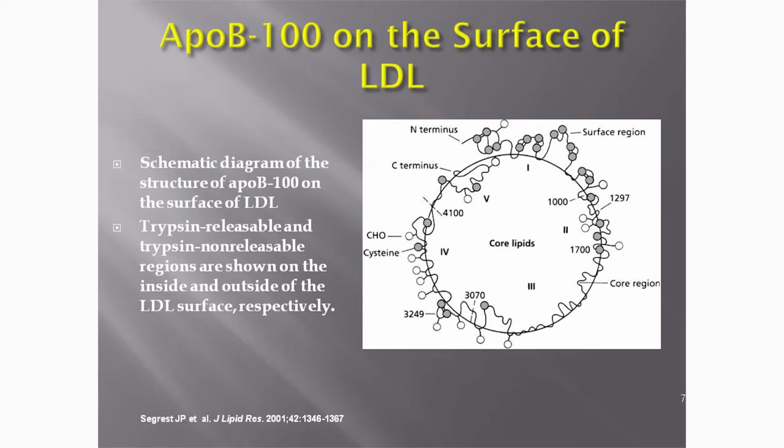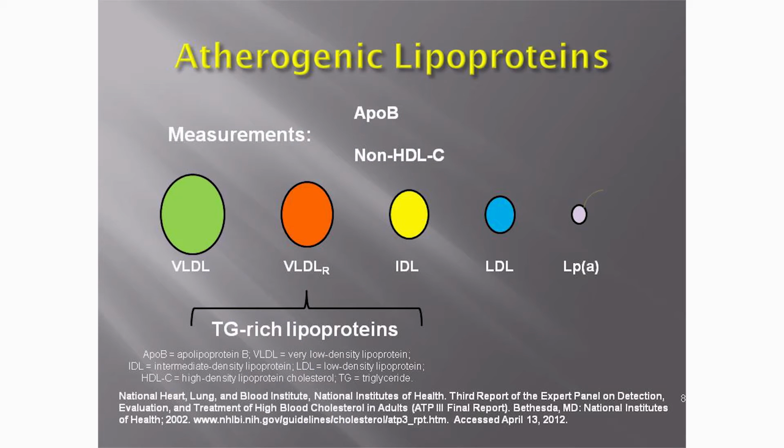The other thing to understand about these particles is that they do have some protein on the outer surface, and there's a protein called ApoB100, which is an incredibly large protein that sits on the surface of all LDL particles, VLDL particles, IDL particles, and Lp(a) particles. This very large protein structure weaves its way in and out of the surface of the lipoprotein particle. So all of the atherogenic lipoproteins will have this ApoB100 on their surface.